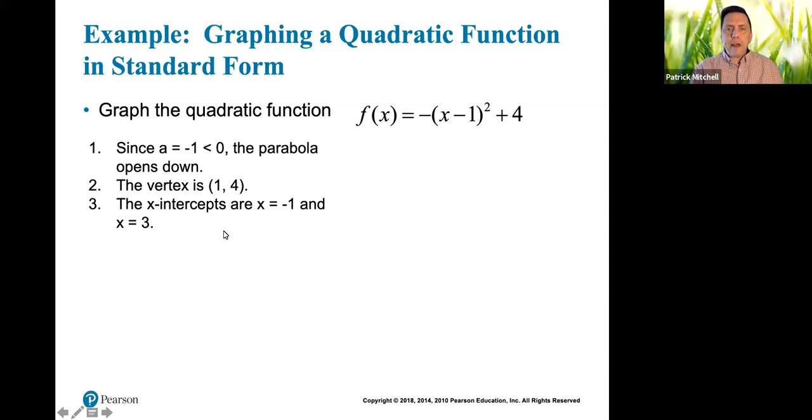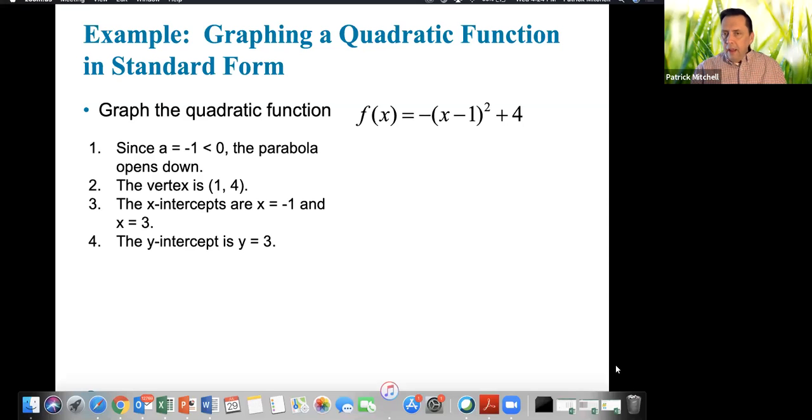Okay, the x-intercepts are x equals negative 1 and x equals 3. I'm going to show that to you on the tablet. And while I'm there, I'm also going to show you that the y-intercept is y equals 3. So let's switch over to the tablet.